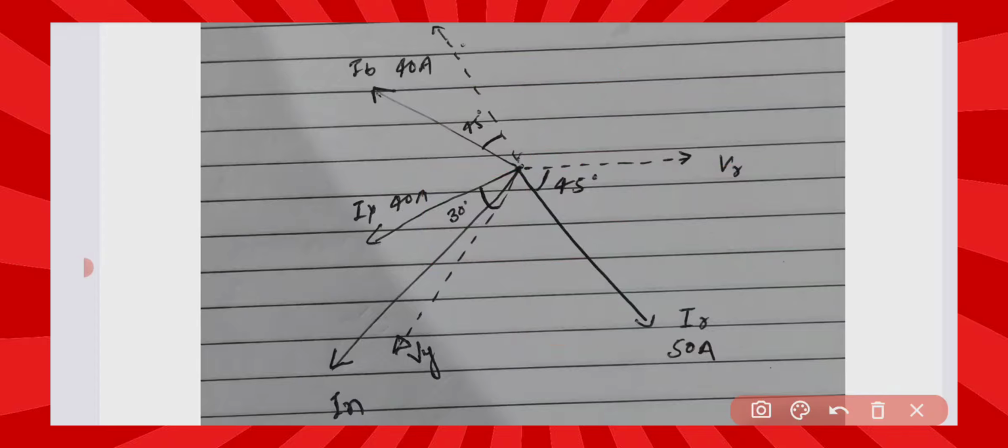Now, if this angle is 120 degrees, this is the xy axis, and this is 45 degrees. So this angle will be 120 plus 165, so this angle will be 15 degrees. So when we break the current to the horizontal, we will calculate 40 ampere cos 15.